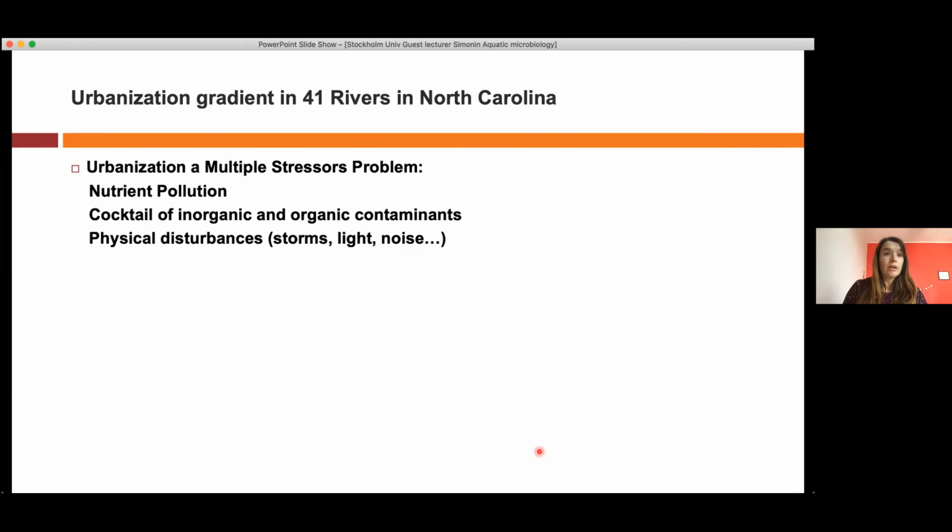But the problem to perform this analysis was that urbanization is a complex problem. It's a multiple stressor problem. You have a mix of disturbances that happen in the same location. So you have a nutrient pollution gradient, a cocktail of inorganic and organic contaminants like metals or pesticides. And you also have huge physical disturbances, including storms, light pollution, noise pollution, and so on.